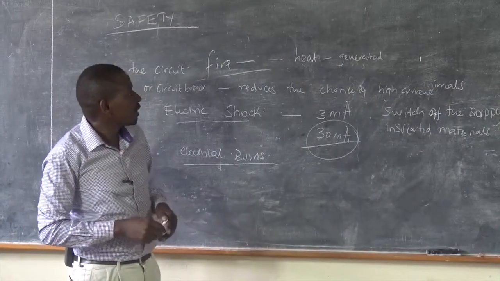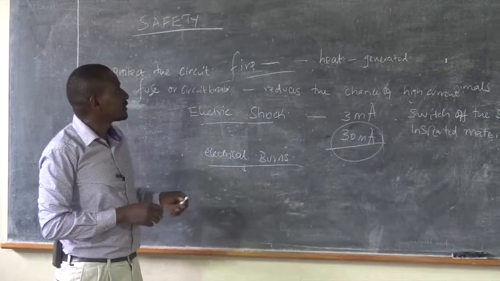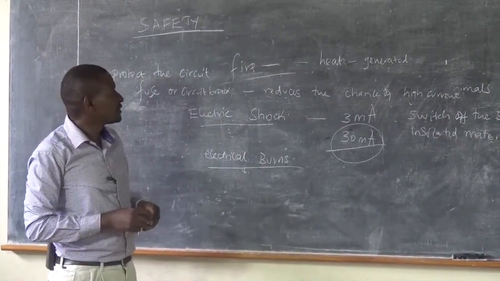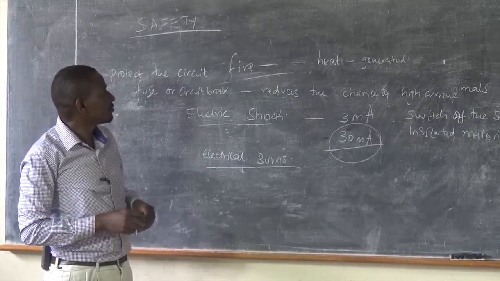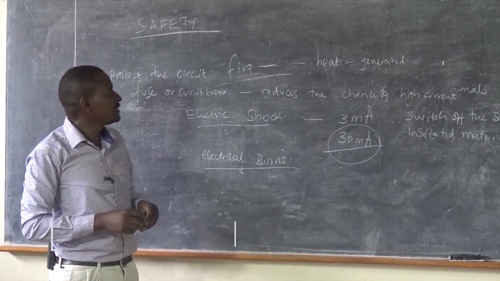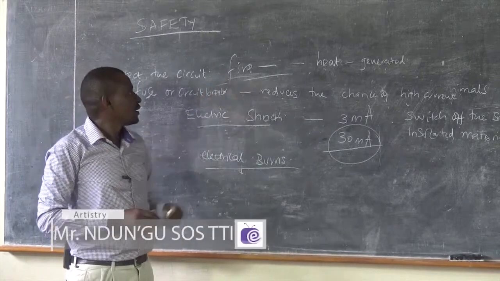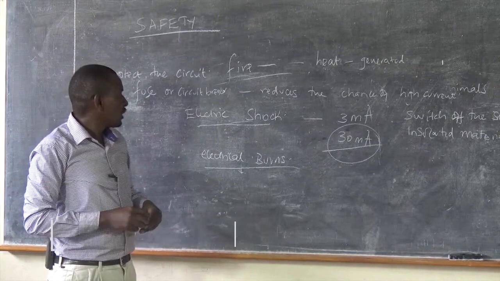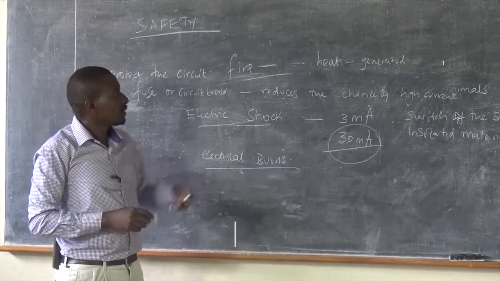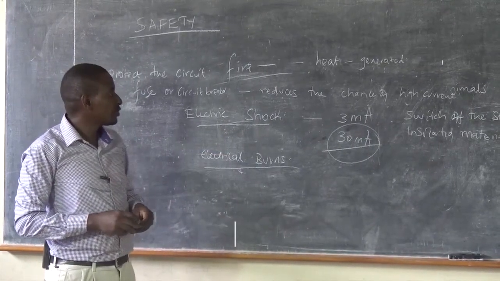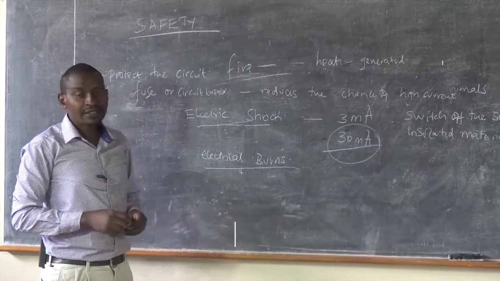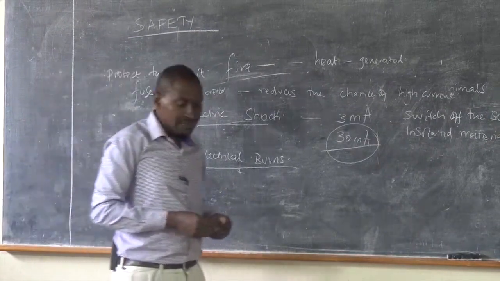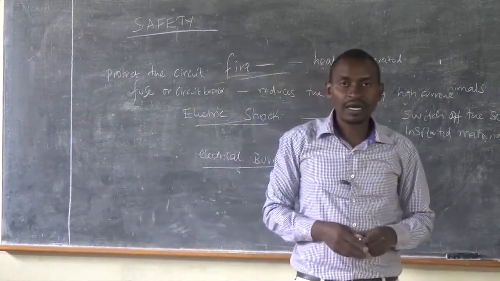In conclusion, we say that electricity is a good source of energy, but this source of energy has risks, and we have seen that we have 2 main risks: the risk of fire and the risk of electric shock. And we have seen what is entailed in electric shock, and first aid is very, very important so that you save the victim. And by that, we come to the end of our lesson today.